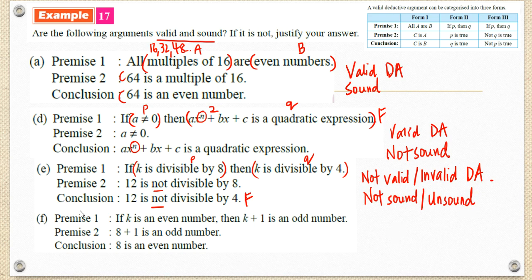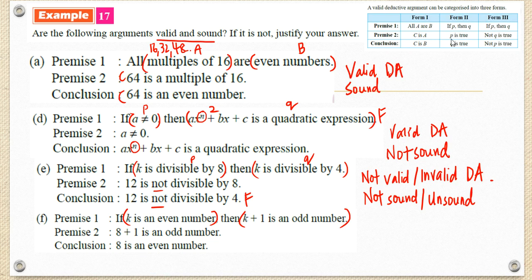Right. Last one, premise 1. If k is an even number, then k plus 1 is an odd number. Yeah, like for example, if k is 2, 4, 6, 8, 10, all these values you plus 1, it will become an odd number. Premise 2: 8 plus 1 is an odd number. Conclusion: 8 is an even number. Does it follow these 3 forms here? It can be either 1 or 2, isn't it?